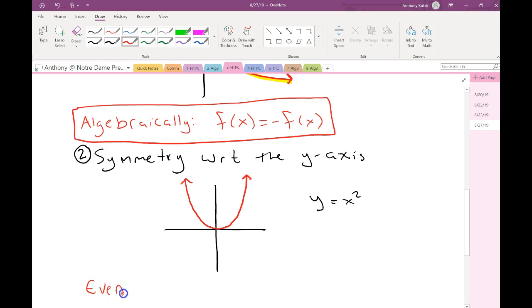We have a special name if something is symmetric with respect to the y-axis. We call that an even function. And algebraically, f of negative x should equal f of x.